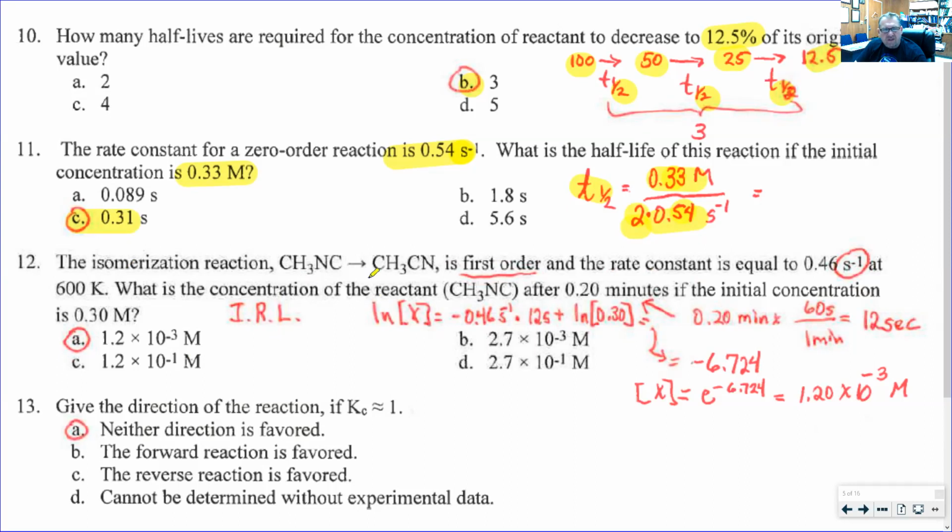Problem number 12. So we've got the isomerization. That means just a change of something, and what happens is the N and the C switch places. We talked about this particular reaction in our lecture. I tell you that it's first order, and I give you the rate constant in this one. And then I want to know what is the concentration after a certain time if the initial concentration is provided.